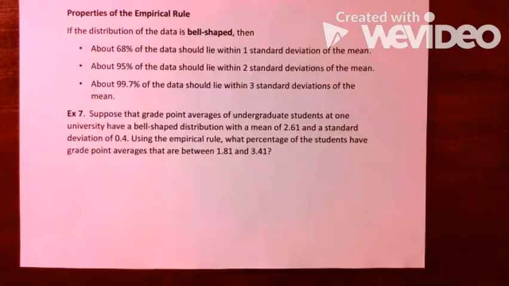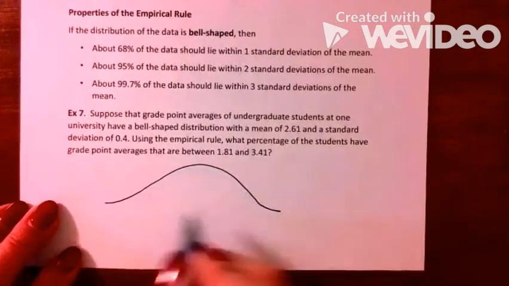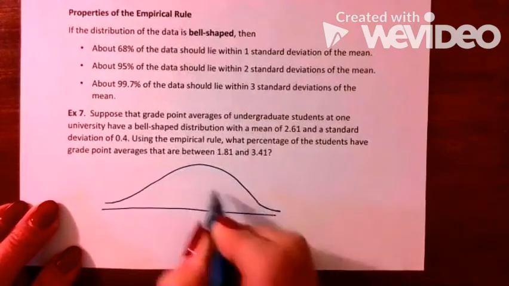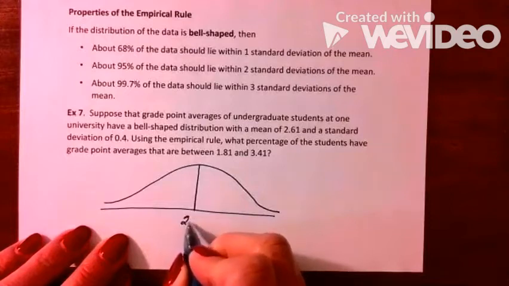Let's use the empirical rule to estimate probability. Suppose that grade point averages of undergraduate students at one university have a bell-shaped distribution with a mean of 2.61 and a standard deviation of 0.4. Using the empirical rule, what percentage of the students have grade point averages that are between 1.81 and 3.41? We begin by sketching our curve and labeling our mean of 2.61.